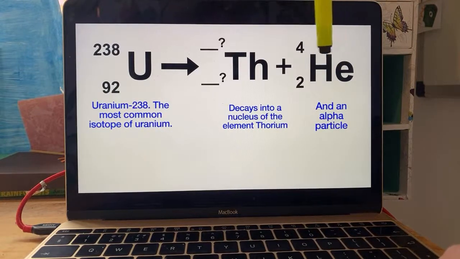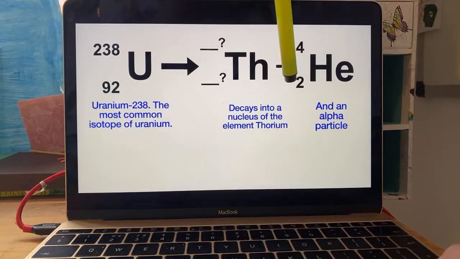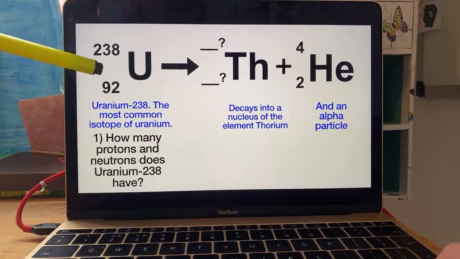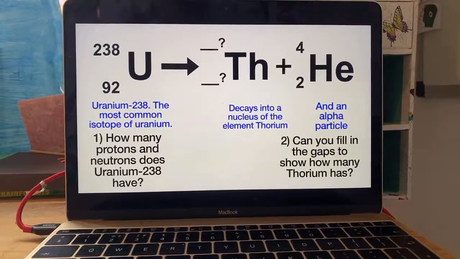So here's helium with a mass number of 4, because it's got 4 protons and neutrons altogether, and an atomic number of 2, because it's got 2 protons. Is that okay? Depending on how you're feeling about this, could you tell me how many protons and neutrons uranium-238 has? Can you see how to fill in these gaps? Give me the mass number and the atomic number of thorium, if you can. It's just brain exercise, because I haven't told you what to do. Well, I've told you what to do, I haven't told you how to do it.